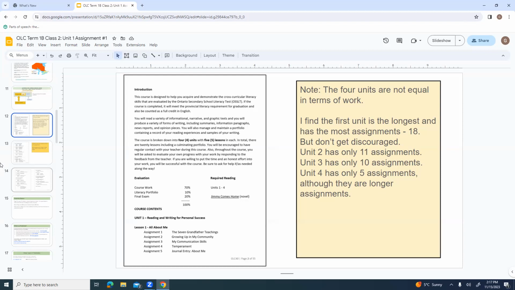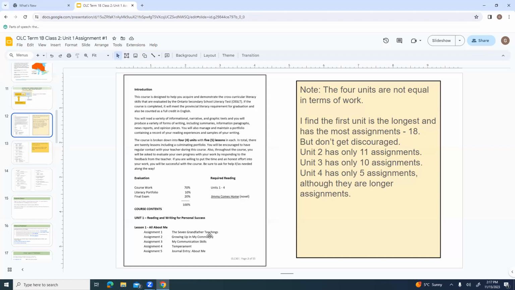I do want to point out the 4 units are not created equal. For some reason, they put the most assignments in the first unit. So there's like 18 assignments. And I know as a student, I would have just assumed that they all had that many, but actually they don't, okay? So unit 2 only has 11 assignments, unit 3 has like 10, and unit 4 only has 5 assignments, although in fairness, they are bigger assignments. But it's something to keep in mind as you're working that not all the units are as heavy as unit number 1, okay?